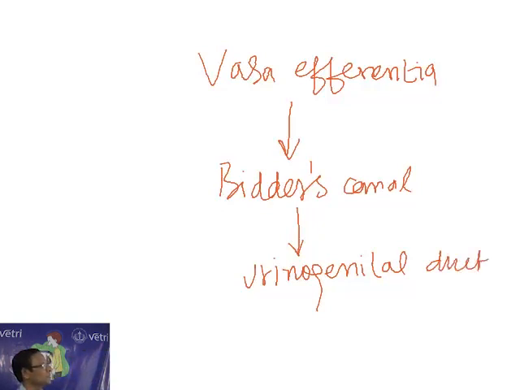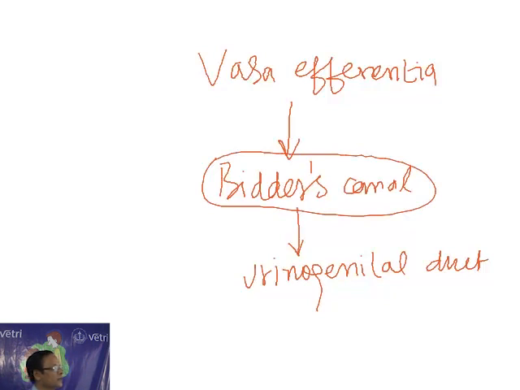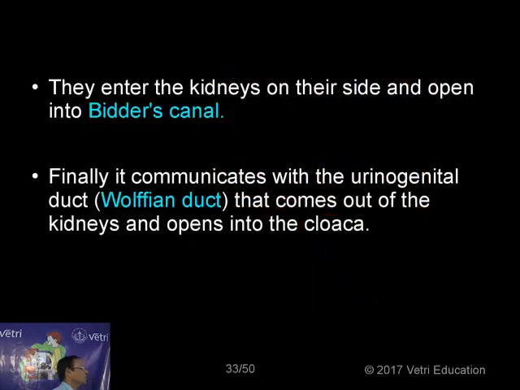This is the arrangement. So vasa efferentia, the connecting duct from the testis to the kidney. Now inside the kidney we have the Bidder's canal, which receives the sperm through the vasa efferentia from the testis, and finally opens into the urinogenital duct, the common passage for the elimination of both urine as well as the reproductive materials. So finally it communicates with the urinogenital duct.